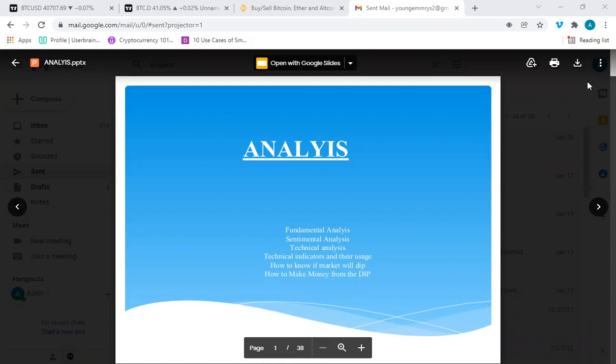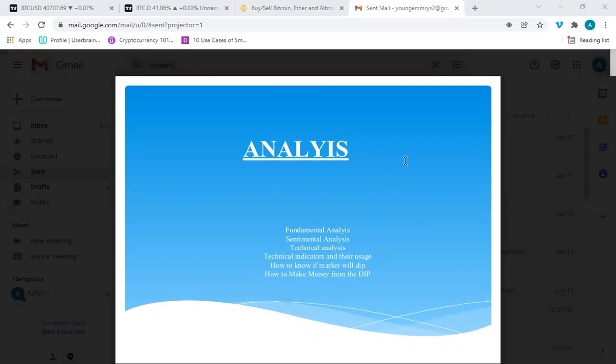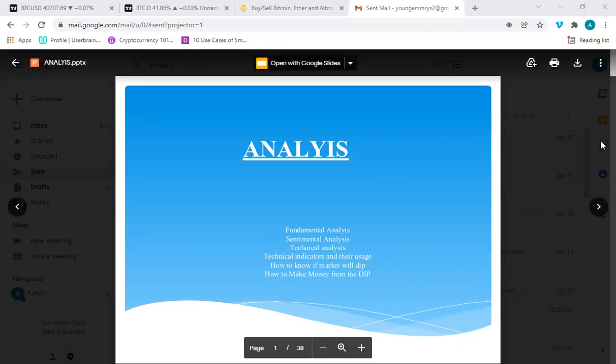How will you know if this coin will be profitable in the long run or in the short run? How will you know if it is okay for you to buy this coin or not? Now, you'll be learning fundamental analysis, sentimental analysis, technical indicators, how to know if the market will dip, how to make money from the dip, right?